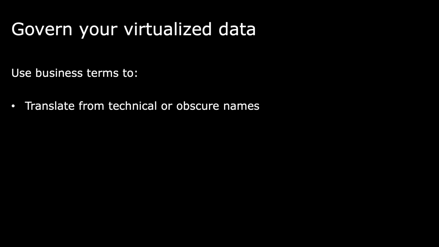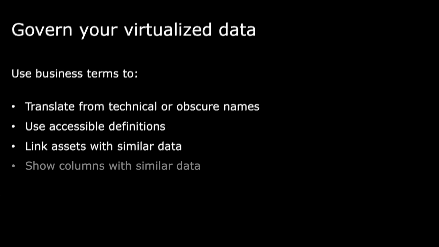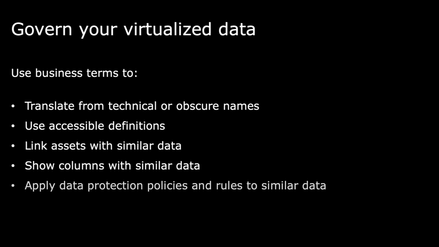You can use business terms to translate from technical or obscure table and column names to terminology that holds meaning for your business users. Map your data asset to an accessible definition. To link assets that have similar data or show columns with similar data. To apply data protection policies and rules to similar data.